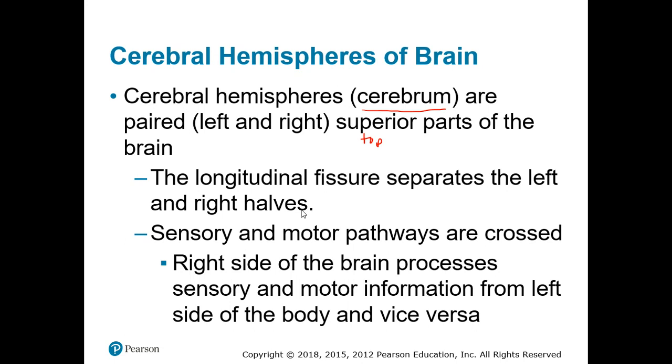The other thing to note about the cerebral hemispheres of the brain is that there are different pathways or connections in our brain, and some of them are considered to be crossed. Sensory, think of the word, this comes from our senses, and our motor pathways, motor means muscles or movement, these pathways are crossed. And all that means is that the right side of the brain processes sensory and motor information from our left side of our body. For example, if I feel pain in my right hand, my left side of the brain is actually processing that pain and deciding what to do.